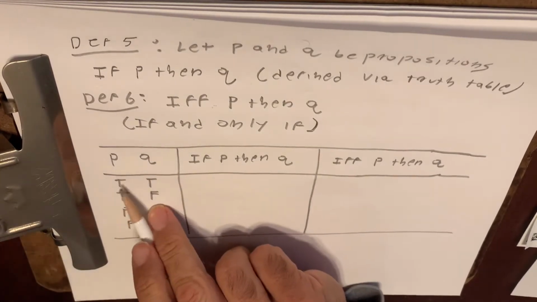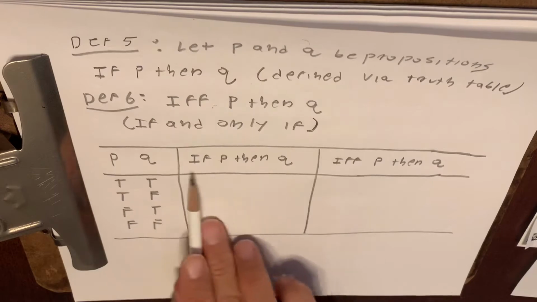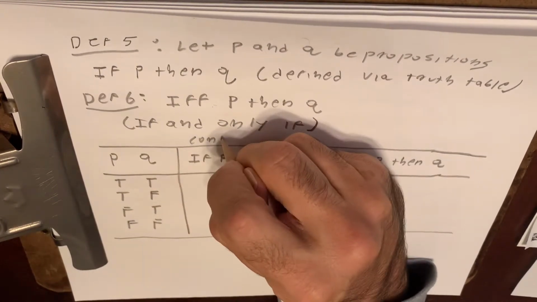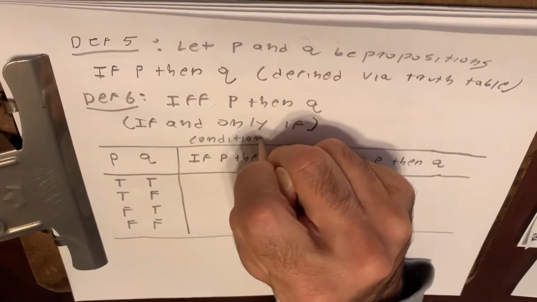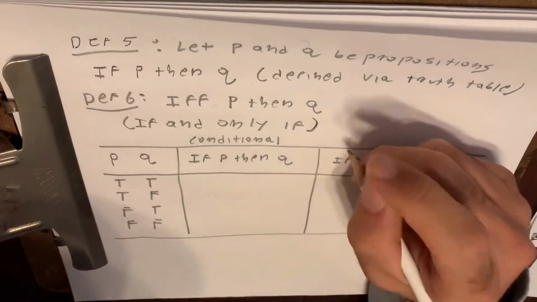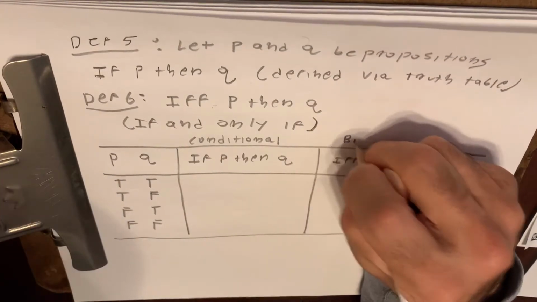So when we have, this is called a conditional. It could be called a conditional statement. It could be called an implication. This is called a biconditional.